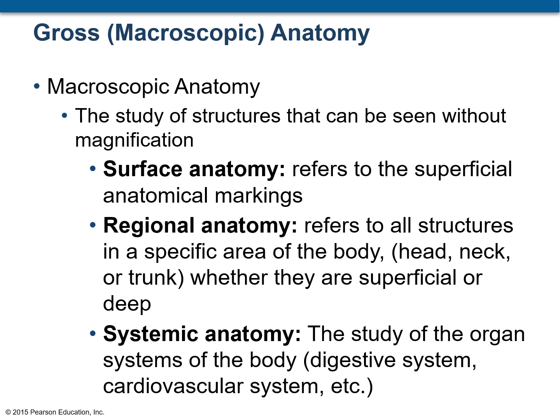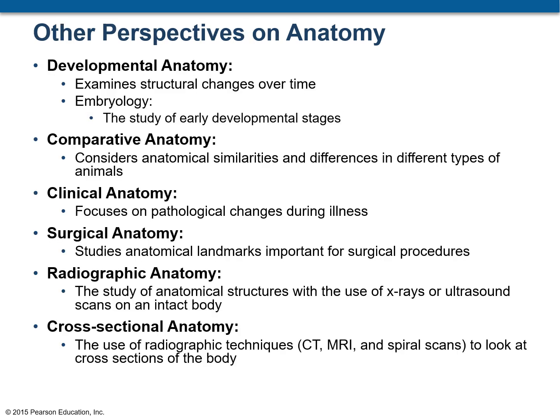Systemic anatomy, that means anatomy of the various body systems. We have so many different systems in our body that are working together in collaboration. For example, your circulatory system, respiratory system, digestive system. Some other perspectives on anatomy can be developmental anatomy. In this anatomy, you are learning about the structures that change over the course of human development, from fetal stage to adult stage.